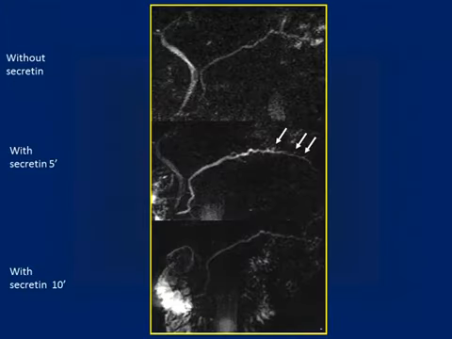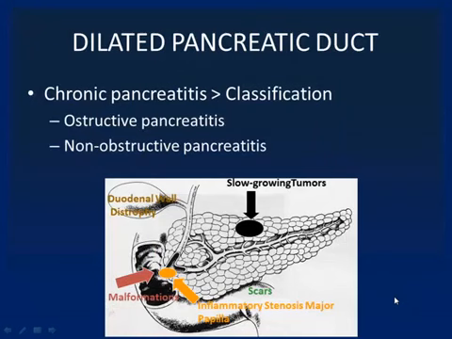This is an example. Without secretin, we see irregularities at the level of the tail of the pancreas, one side branch dilated. Following secretin administration, we see the increase in size of the main pancreatic duct, but at least 1, 2, 3, 4 side branches dilated. At the end of the test, at 10 minutes, we see that the main pancreatic duct has the same caliber as the basal study. So this is a normal function of the pancreas with normal filling of the duodenal loop.